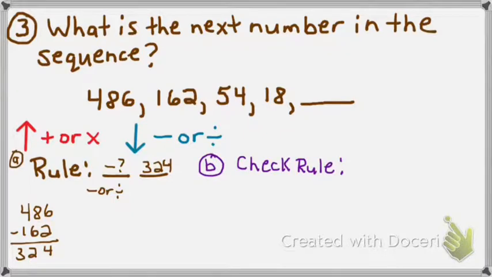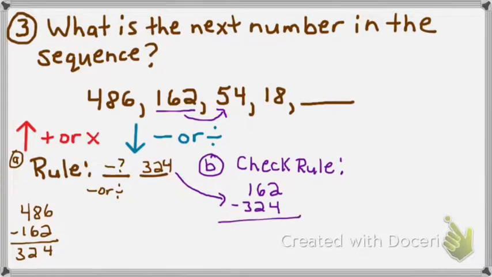Remember, when I'm checking a rule, I can't use the same 2 numbers that I used to find the rule. To find the rule, I used 486 and 162. But I can start with my 162, apply the rule, and if the rule is correct, it should equal the next number, which is 54. So let's see. 162, apply the rule, which we said is minus 324.